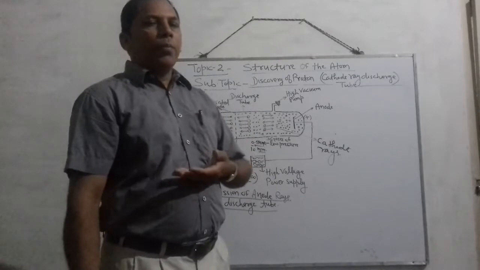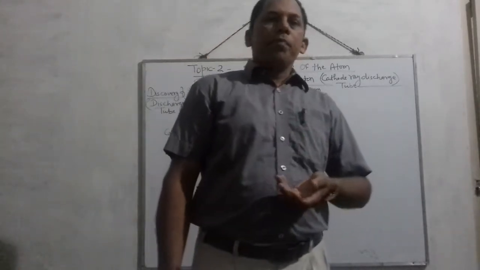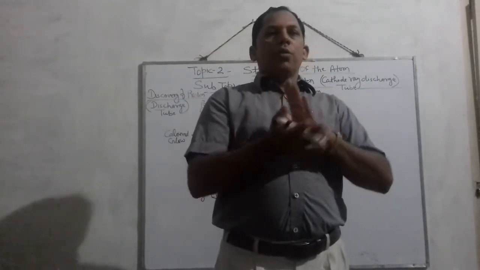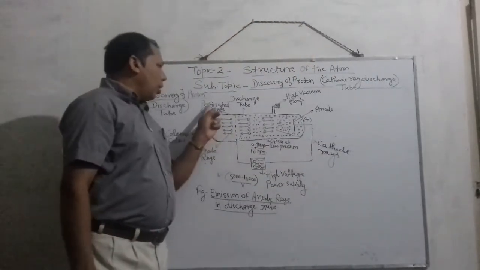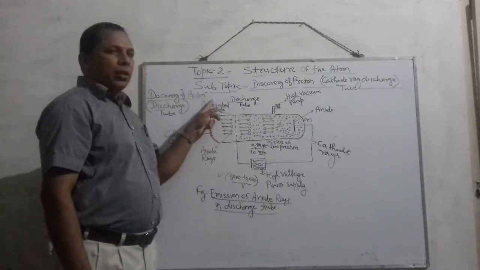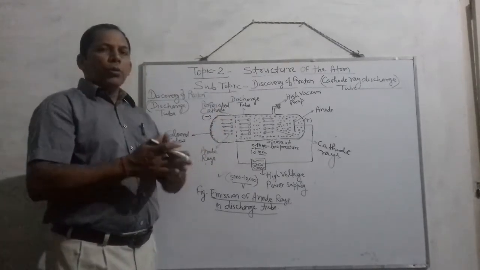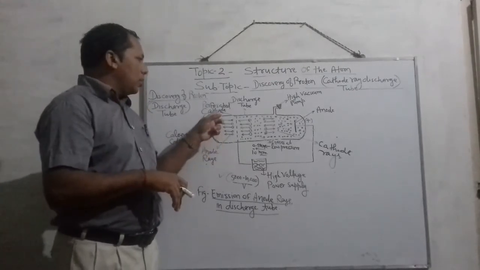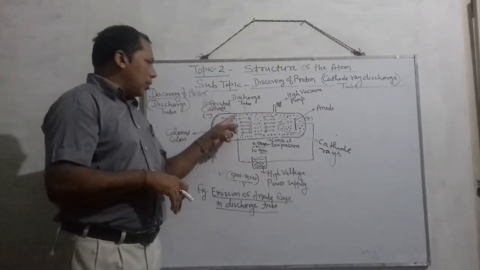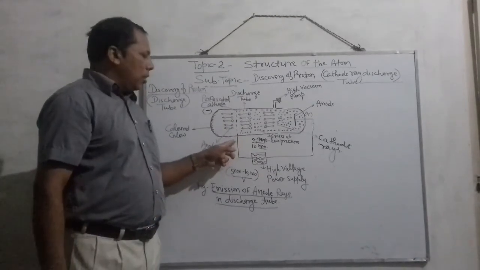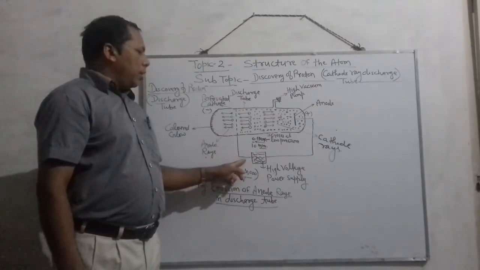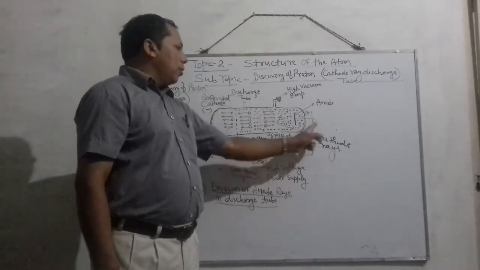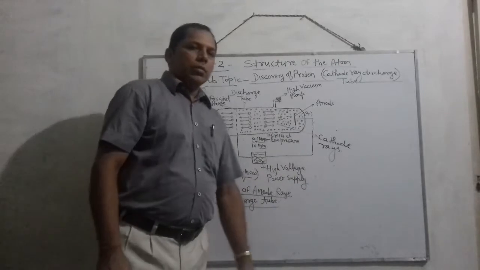And one more important modification we have to make here: in place of plain disc cathode, we are going to use a perforated cathode. Perforated means the cathode having small holes in it is termed a perforated cathode. And this perforated cathode is connected with a high voltage power supply and with the anode also.